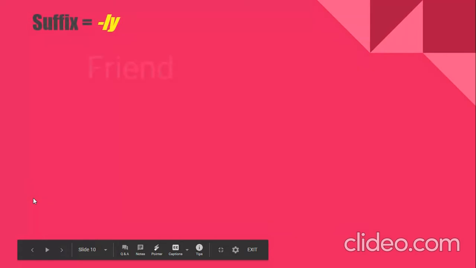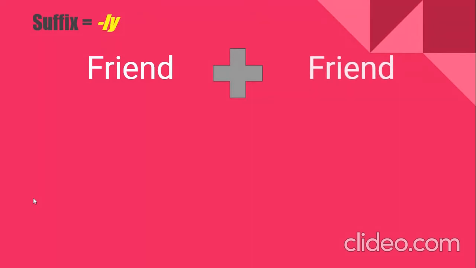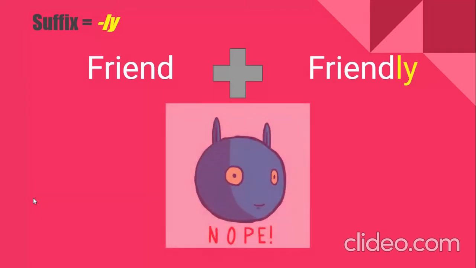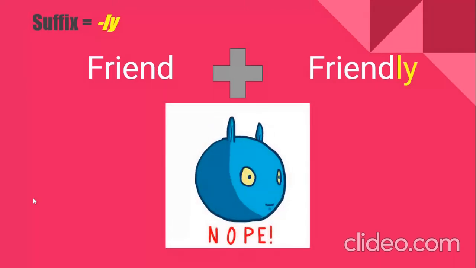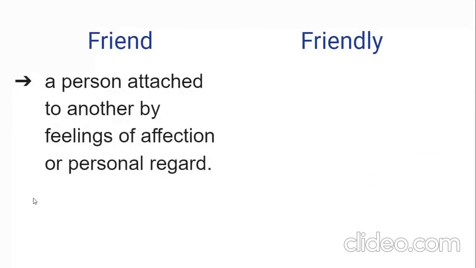Okay, so we're going to look at the suffix -ly today. Okay, and we're going to do that with the word friend. And to the word friend, we're going to be adding the suffix -ly. So now instead of friend, we have friendly. And my question is, do they mean the same thing? Are they the same kind of words? No, no, they are not the same kind of word. So the word friend is actually a noun, okay, referring to a person, right?